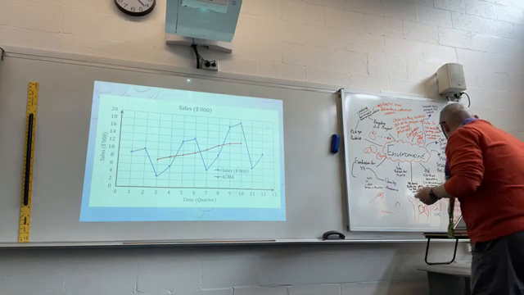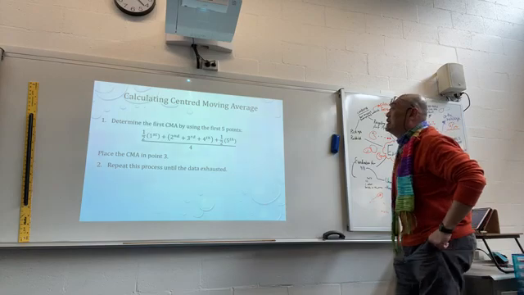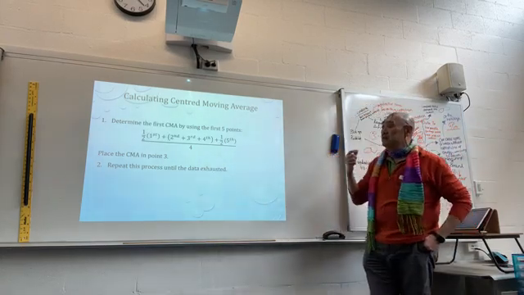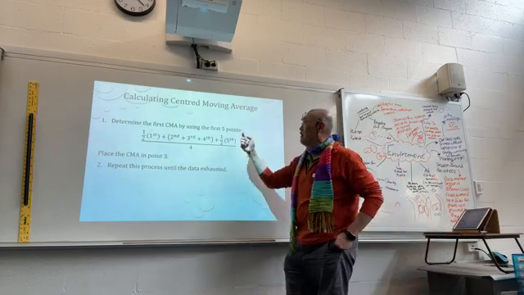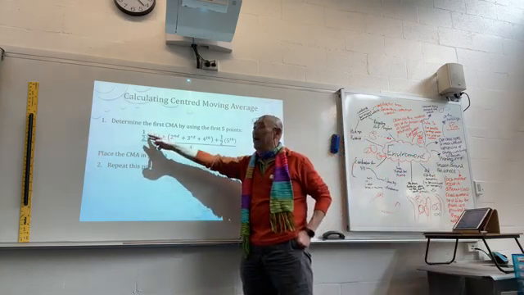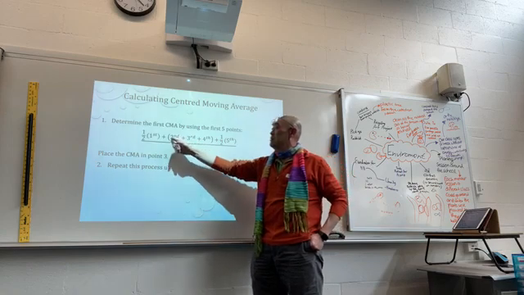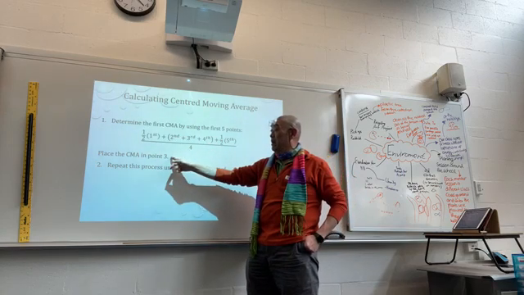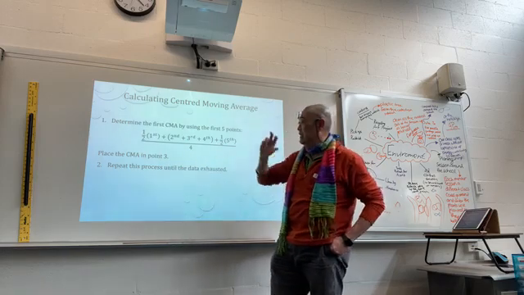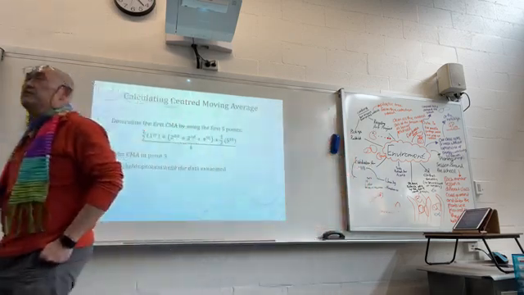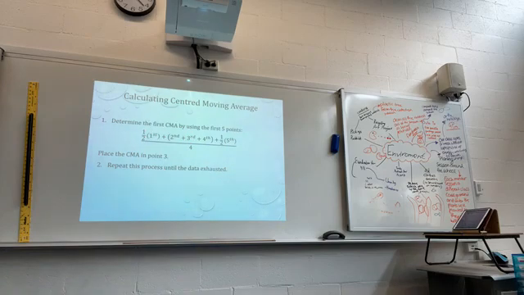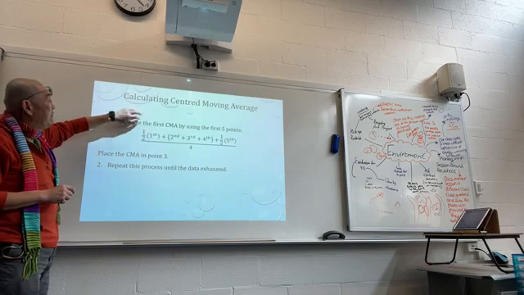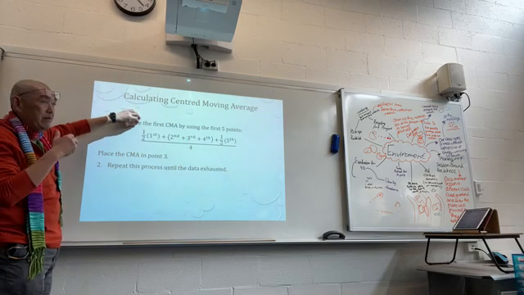Alright? So, calculating the center moving average. Determine the first CMA, center moving average, by using the first 5 points: half of first, half of fifth, plus second, third, and fourth, divided by 4. And place the CMA in point number 3. Repeat the process until the data is exhausted. So you can see that with an even number of seasons, if it is 4, the first 2 periods will be missing when you calculate the CMA.